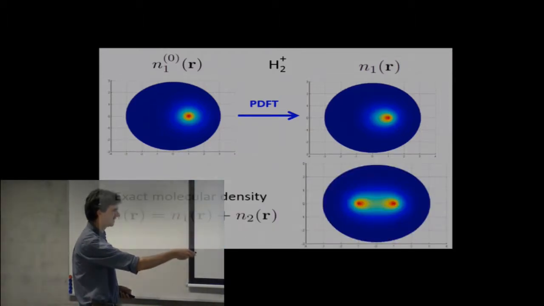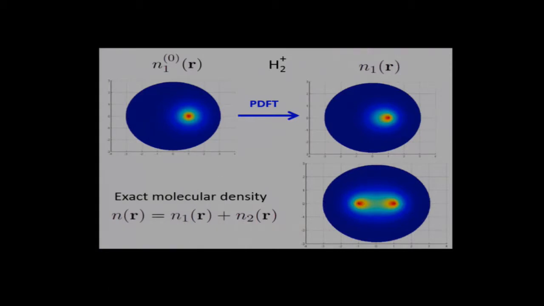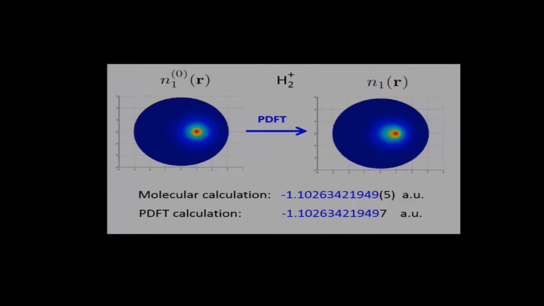You recover the exact ground state density by simply adding those densities. And the energy, obviously, is also exact. But I put these two numbers here to emphasize this top number was obtained by solving the Schrödinger equation for one electron in two nuclei. Right? But to get this number, we never solved the Schrödinger equation in two nuclei. It's only calculations on fragments that self-consistently generate the partition potential. And in the end, you get the exact density, therefore, the exact energy.